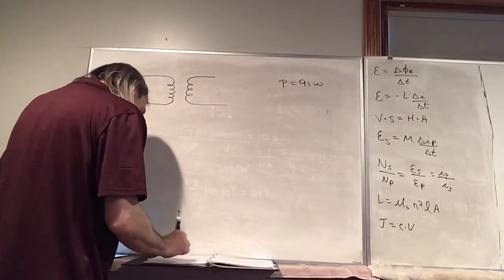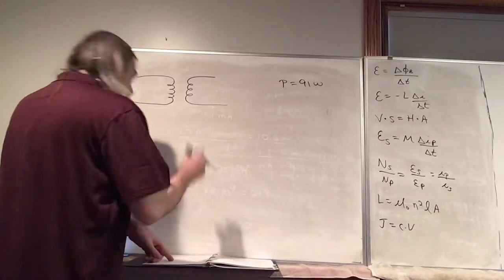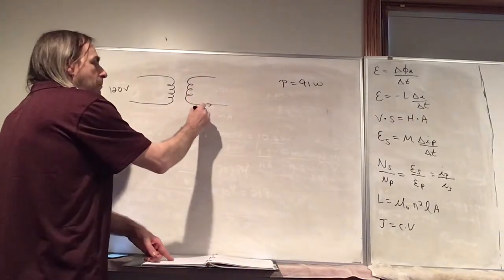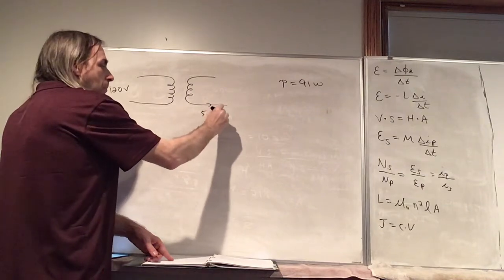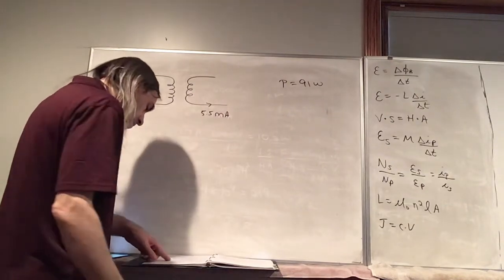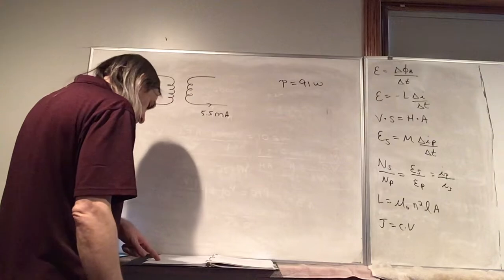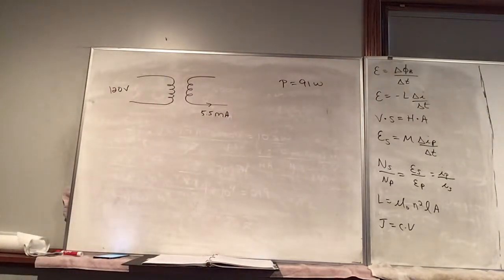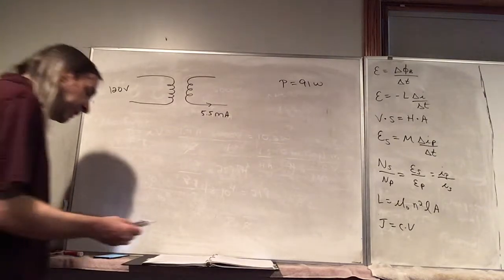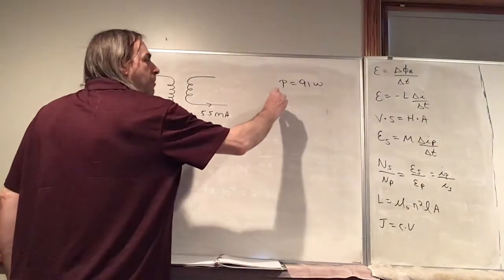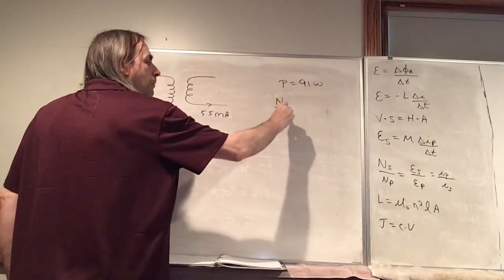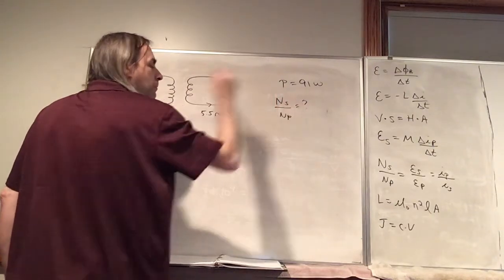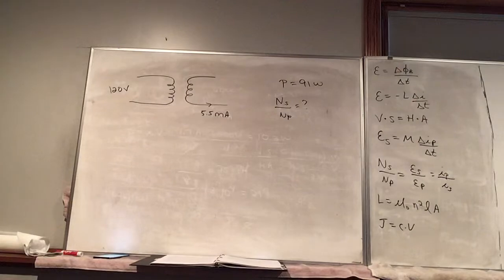So there's 5.5 milliamps in the secondary coil. We want to find the ratio of the transformer. So what we want to find specifically is NS over NP. Okay. So let's see.